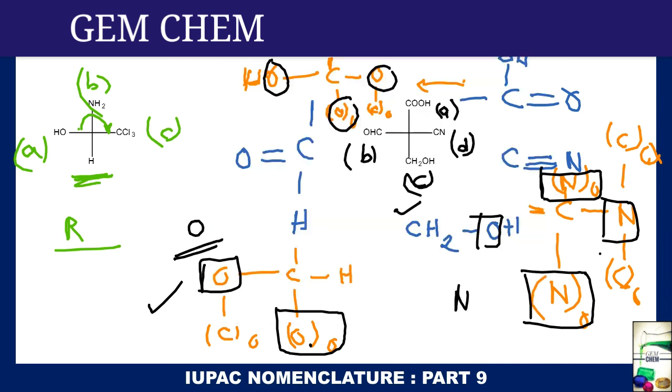And as we can see that cyanide is placed above the plane, so here the configuration will be opposite to what we get. A to B to C is anti-clockwise direction, so it would have been S, but we will get it as R because cyanide is placed above the plane.